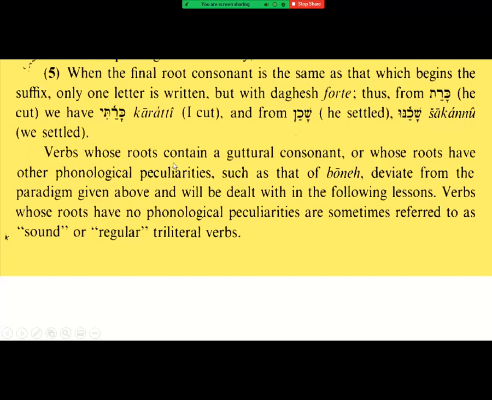So verbs whose roots contain a guttural consonant, or those roots which have other phonological peculiarities, deviate from the pattern. And so we call those weak verbs. Weak verbs have either a guttural consonant in them, or they may have a yod or a hey, and those sometimes change. Other ones, the normal ones, have no problems. They're called sound, or regular triliteral verbs, because triliteral means they have three letters, and they're regular. They're not weird or strange or anything like that. So those are the good ones to go through.